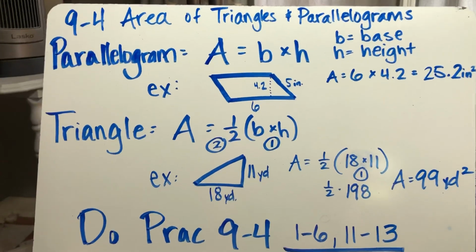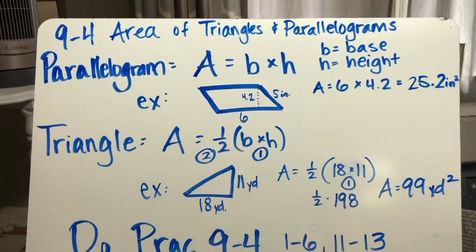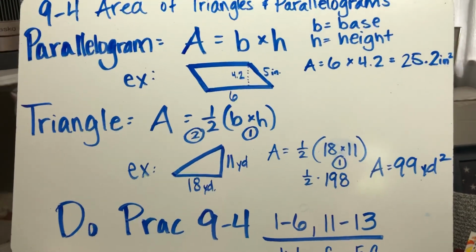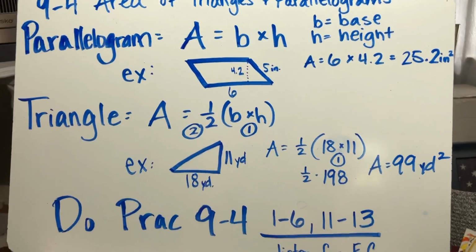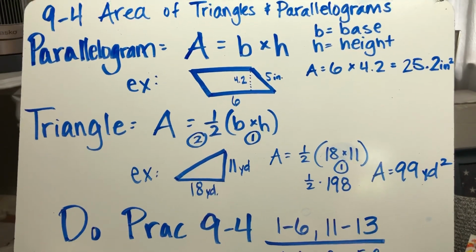Try the extra credit on 7, 8, and 9 on your worksheet. And go ahead and I want you to send me in the picture of this. So 9-4, follow directions that I gave you and take a picture of it and send it to me.